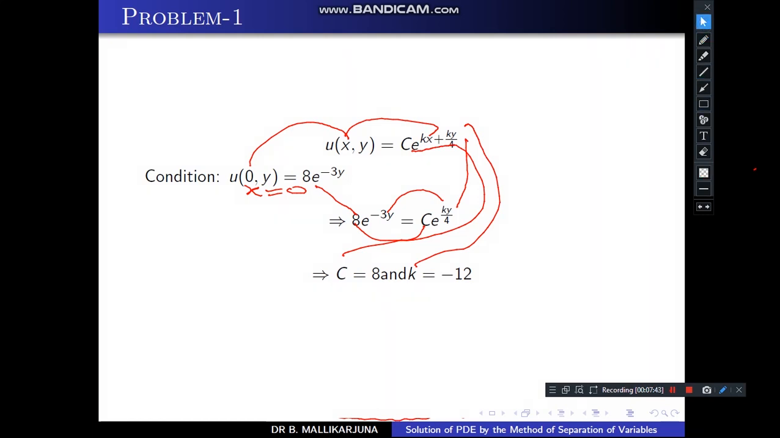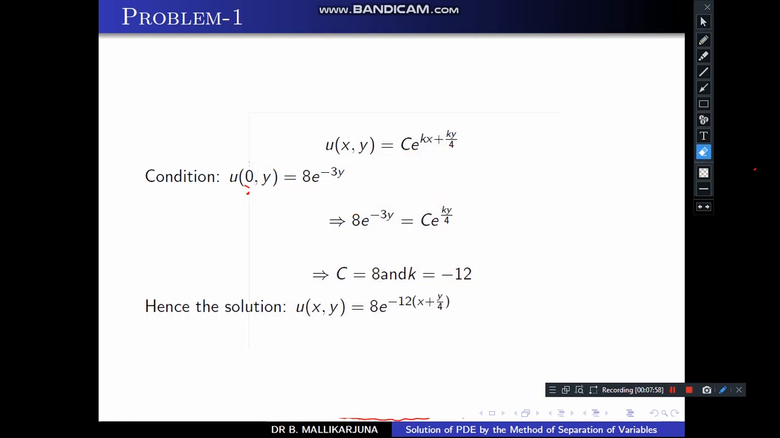we will get the final required solution: u of x comma y is equal to 8 e power minus 12 x plus y by 4. If the condition is not given, then the general solution is the required solution. So this is how you find the solution using the method of separation of variables. Let us have a look at another problem.